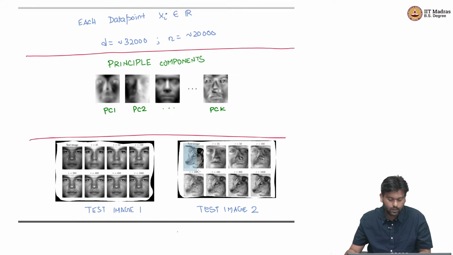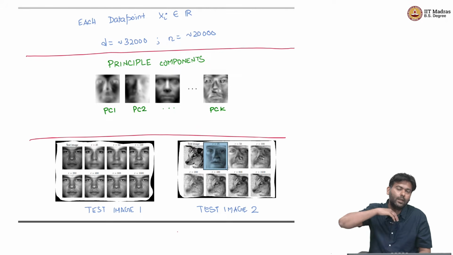This is a dog image, right? Now this also has 32,000 pixels. Now what are we doing? We are only taking the top 25 and trying to reconstruct this dog, the proxy for this dog in that 32,000 dimensional space that best represents this dog.